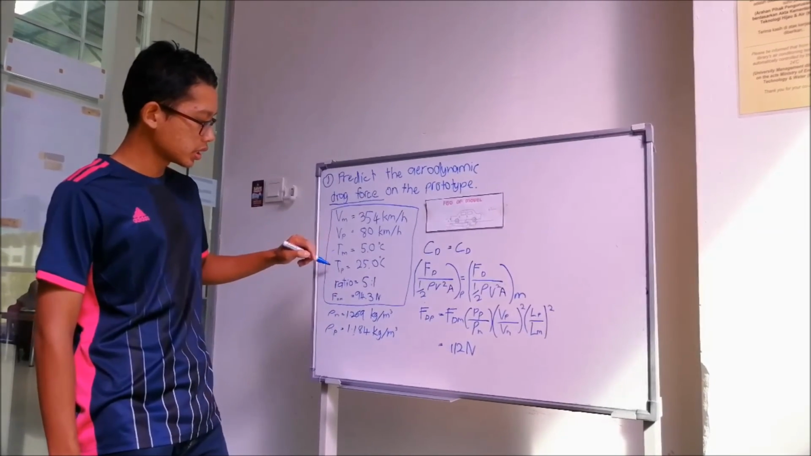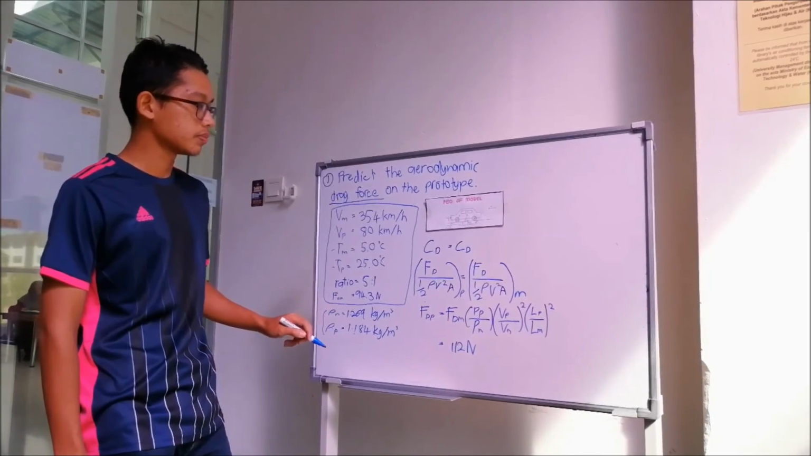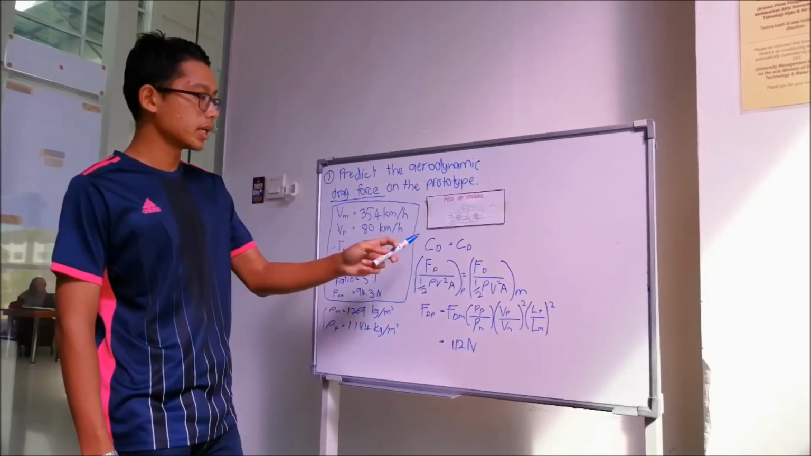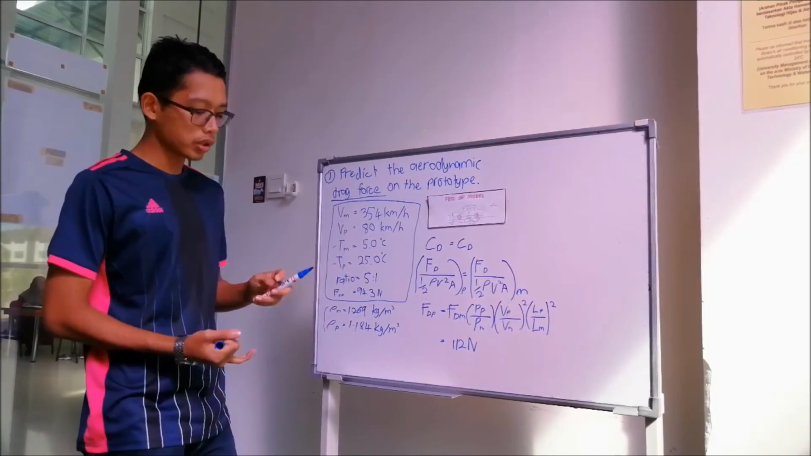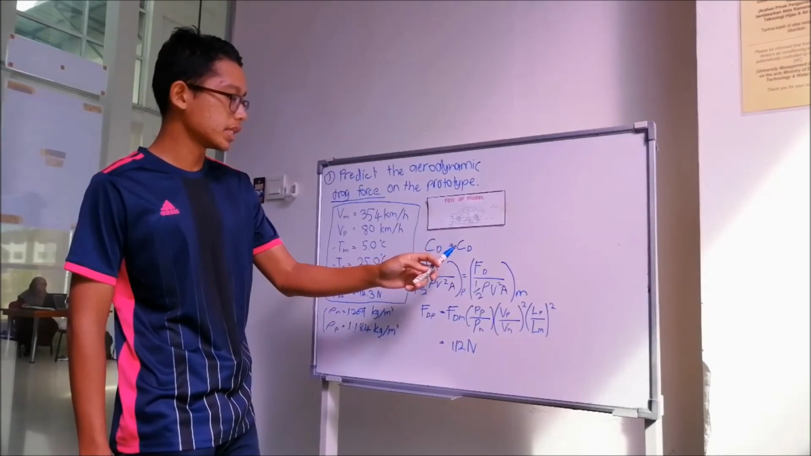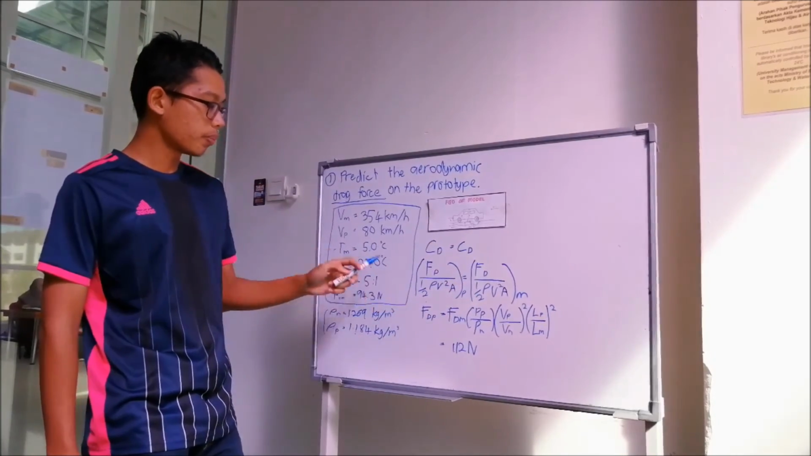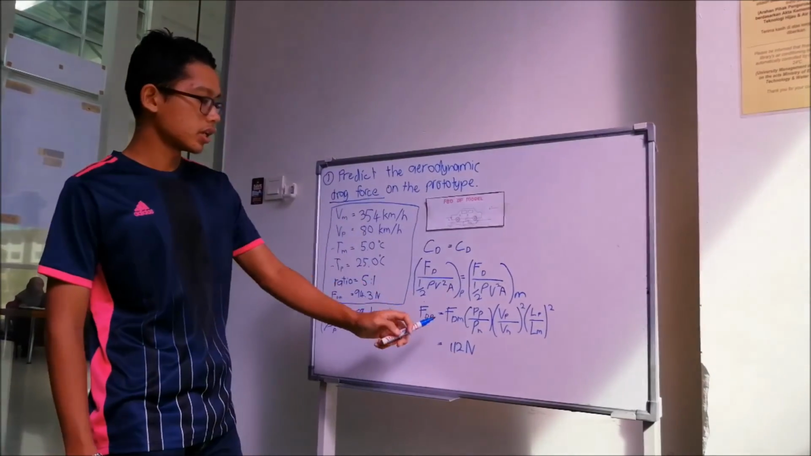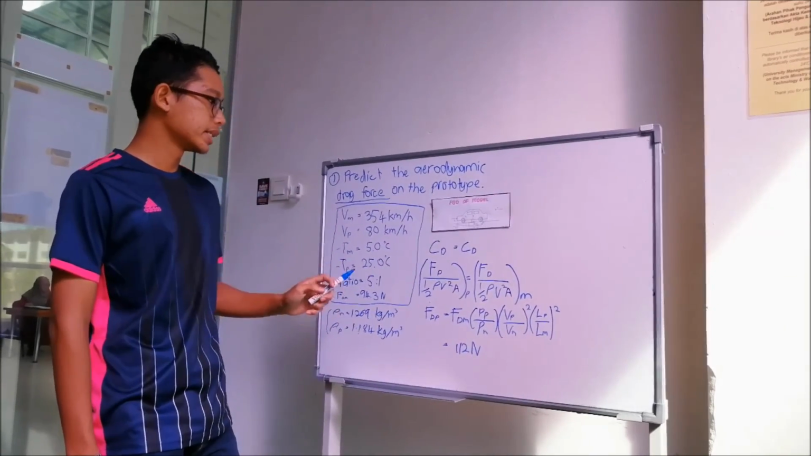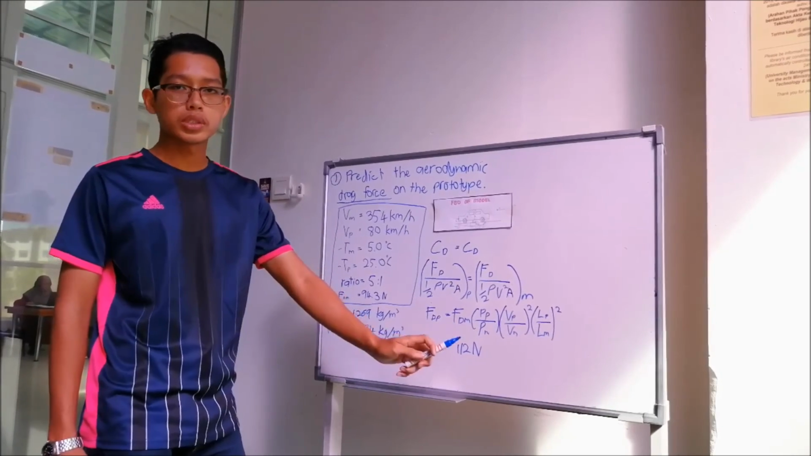From the temperature, we can get the density for both model and prototype. From the drag force, we know that the coefficient for both model and prototype are the same, so CD prototype equals CD model. So this is the formula. After we plug in the information given into the finalized equation, we will get the drag force for the prototype, which is 112 Newton.